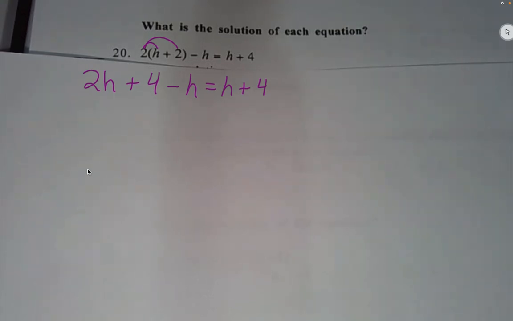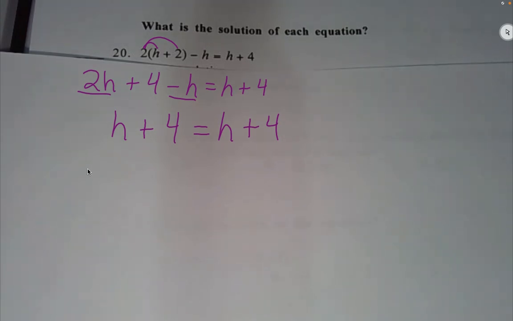I can. I have 2h minus h. What is that? What is 2h minus an h? 1h. 2h minus 1h is 1h. So h plus 4 equals h plus 4. You should notice something. But let's go ahead and combine your h's.